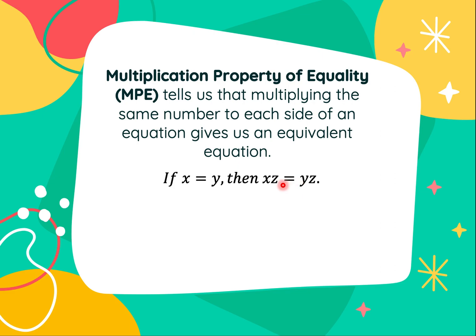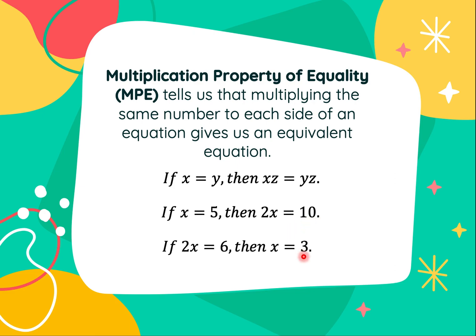Again, these variables can be any real numbers that we want, so we can simply change them into numbers. Another example: if x equals 5, then 2x equals 10. Here we multiply by 2 on both sides of the equation. Multiplying x by 2 gives 2x, and 5 times 2 is 10. The property we use here is MPE.